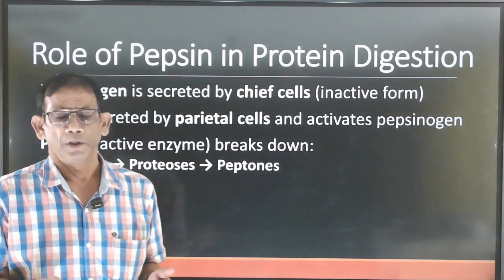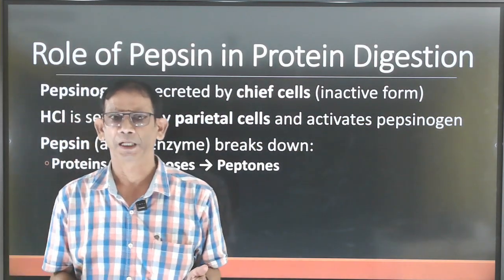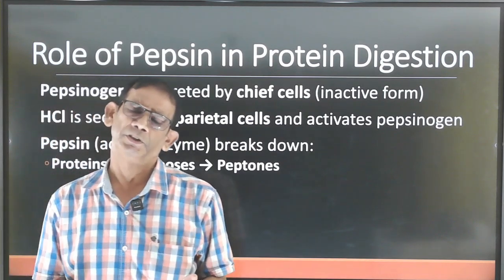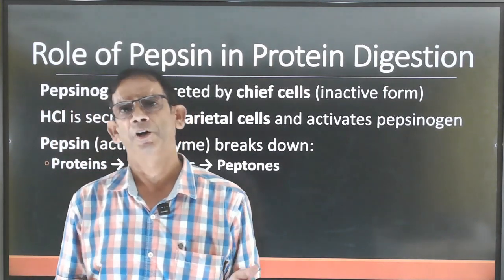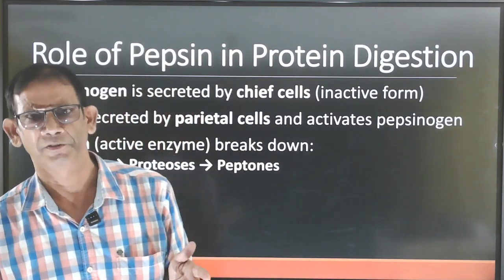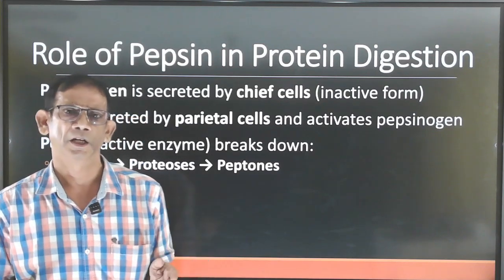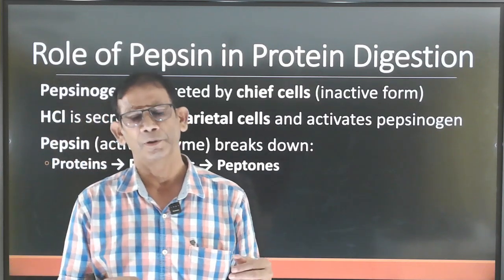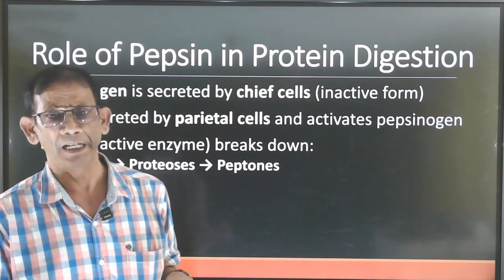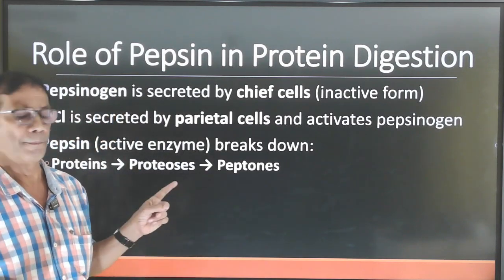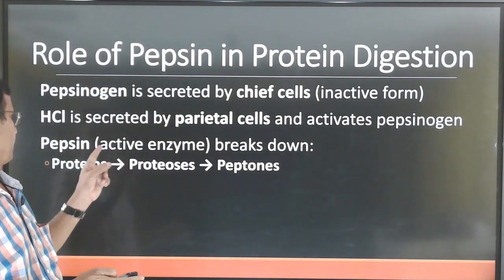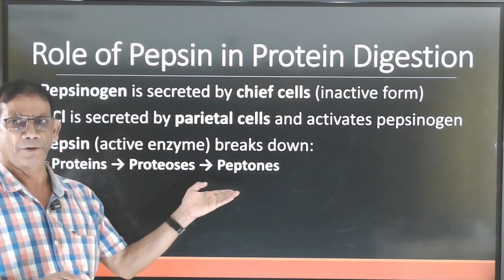Now, the enzyme present in the stomach is pepsin, which is present in an inactive form known as pepsinogen, which is activated by hydrochloric acid to pepsin. Then pepsin acts on protein, breaking it into proteases and later on peptones.